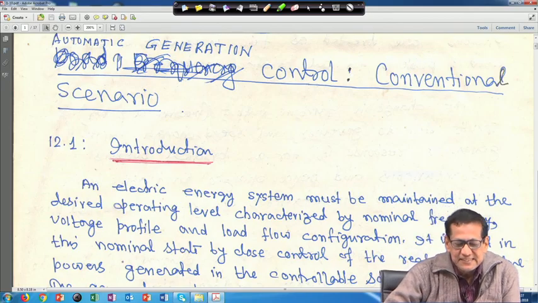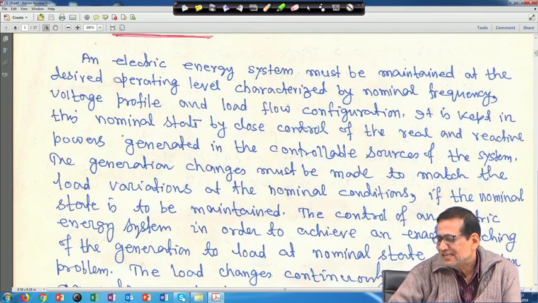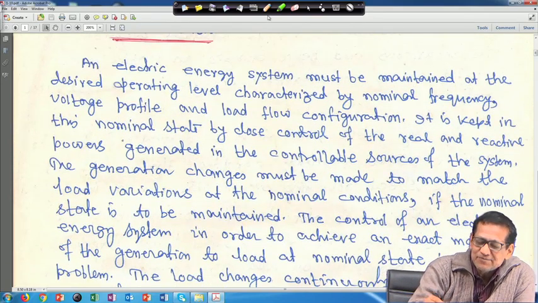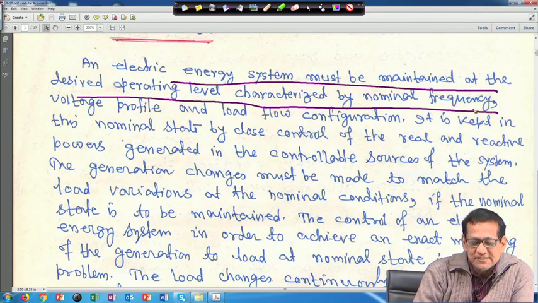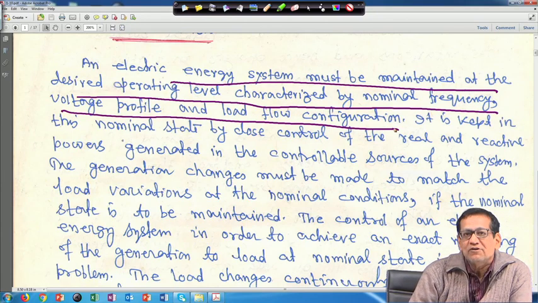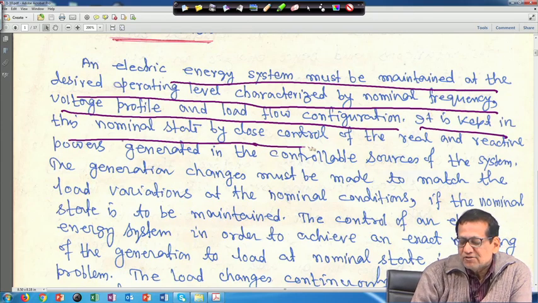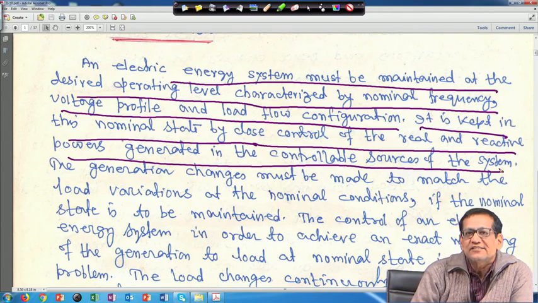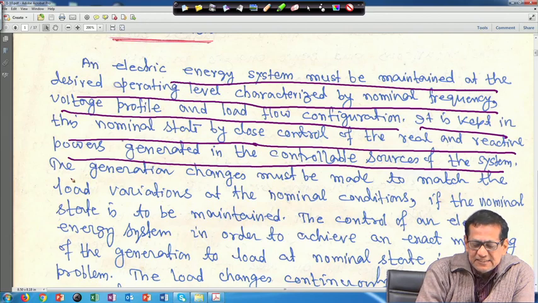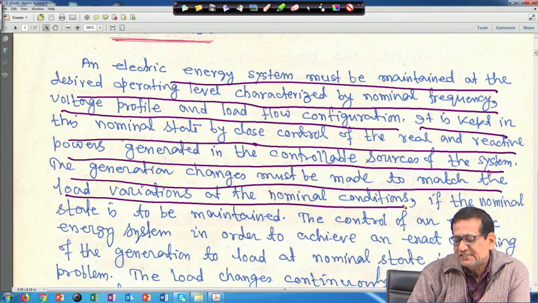So, first is the introduction part. An electric energy system must be maintained at the desired operating level, characterized by nominal frequency, voltage profile and load flow configuration. It is kept in this nominal state by close control of the real and reactive powers generated in the controllable sources of the system. The generation changes must be made to match the load variation at the nominal condition.